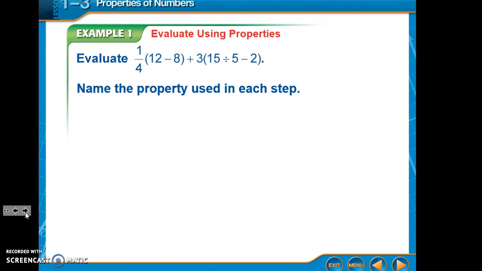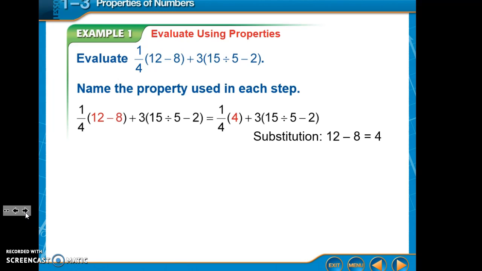Alright, so now we're going to use our properties to justify the steps. So we're going to solve this, and we're going to justify each step with the properties that we just looked at. So I'm going to rewrite it. So here, the first thing that they're going to do is simplify, so they have 12 minus 8. What's 12 minus 8? That's where that 4 is coming from. So they're substituting 12 minus 8 for 4.